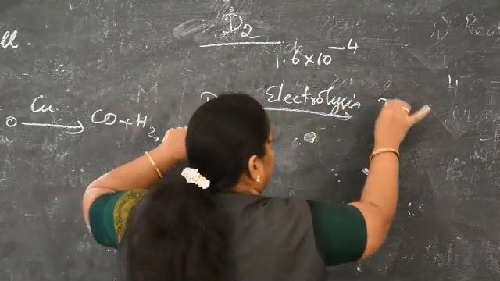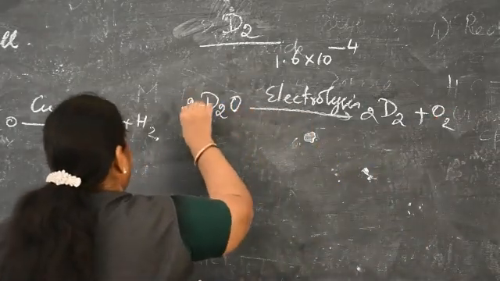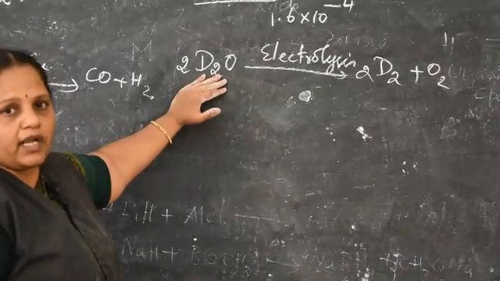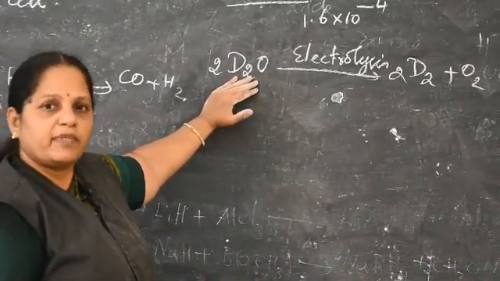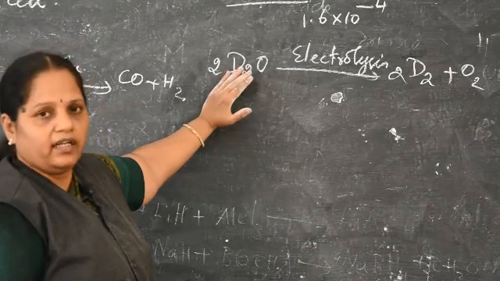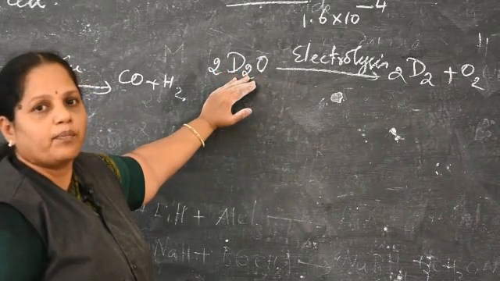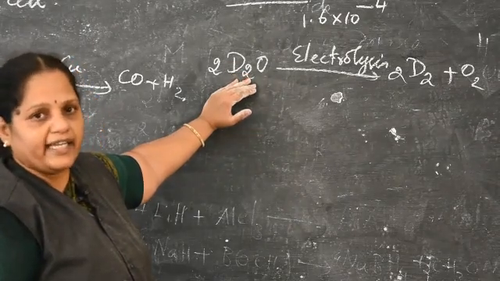It gives deuterium and oxygen. Next, what are the important properties of deuterium? The physical property of deuterium is also similar to that of hydrogen. However, its atomic mass is higher than hydrogen. The boiling point and melting point of deuterium are also higher.